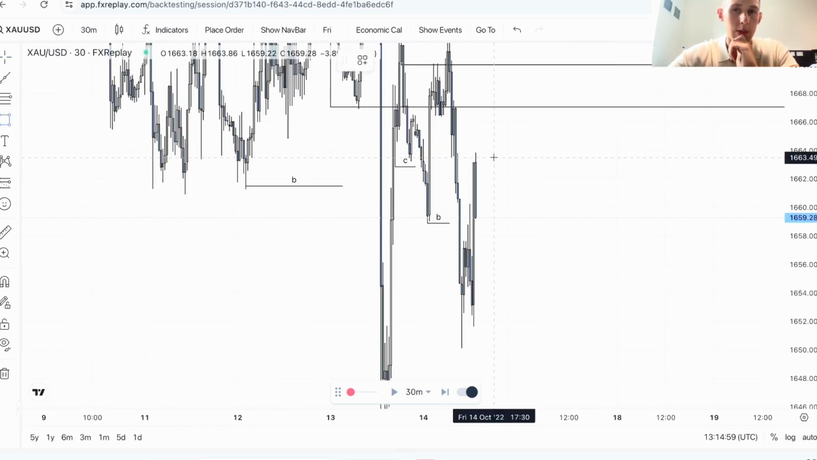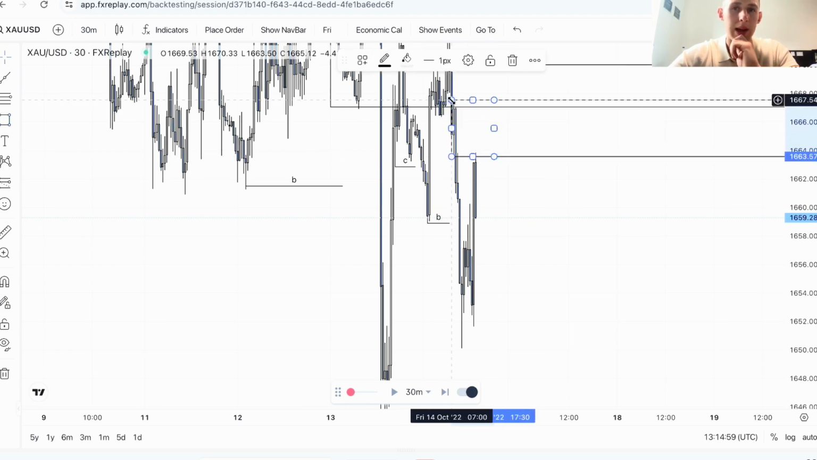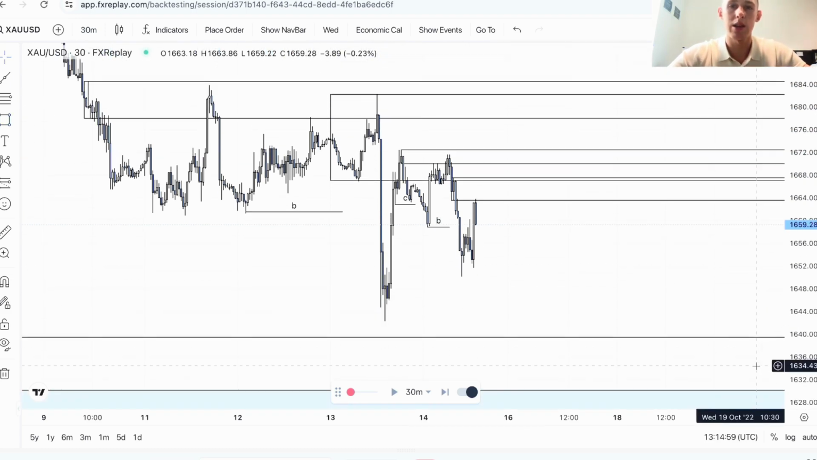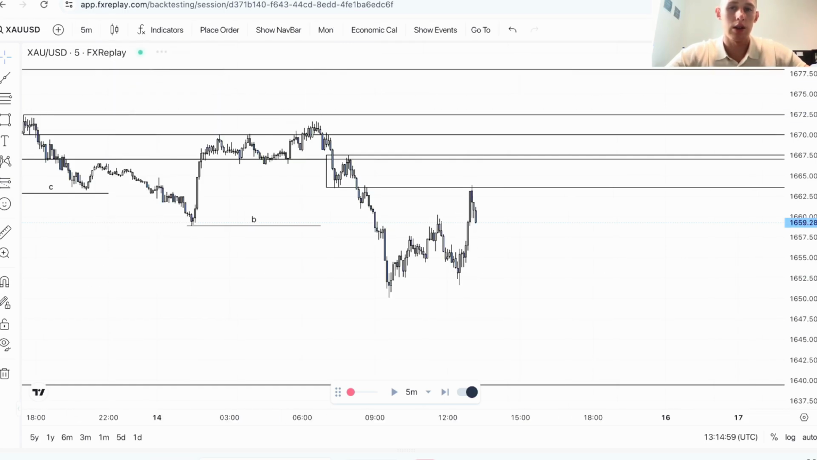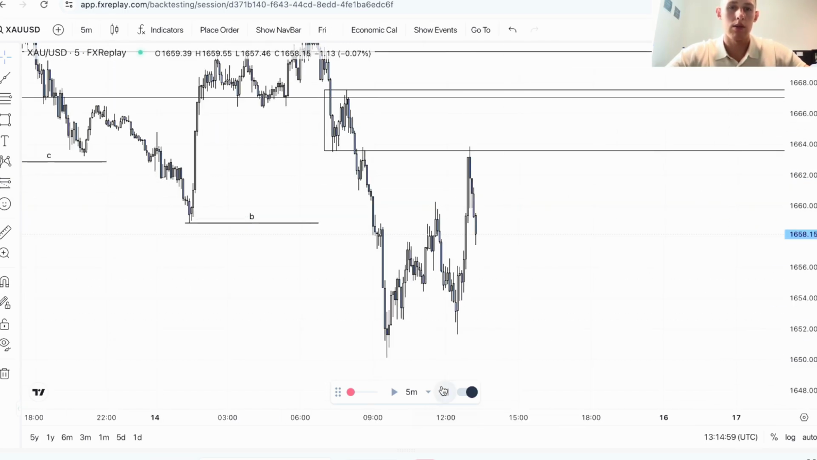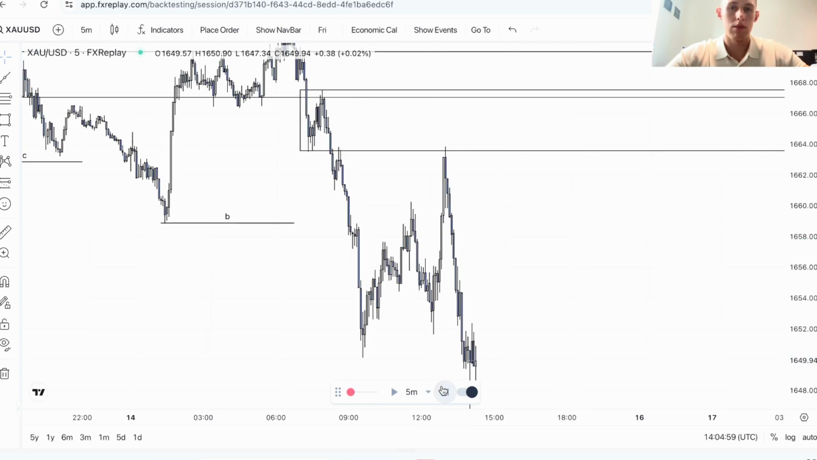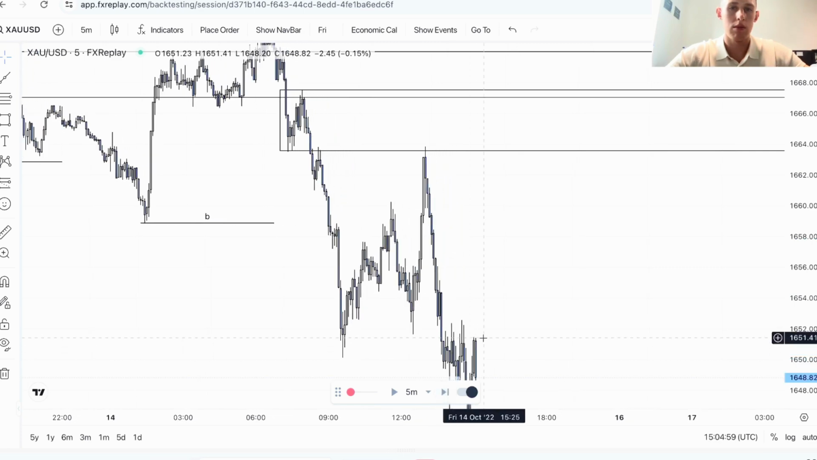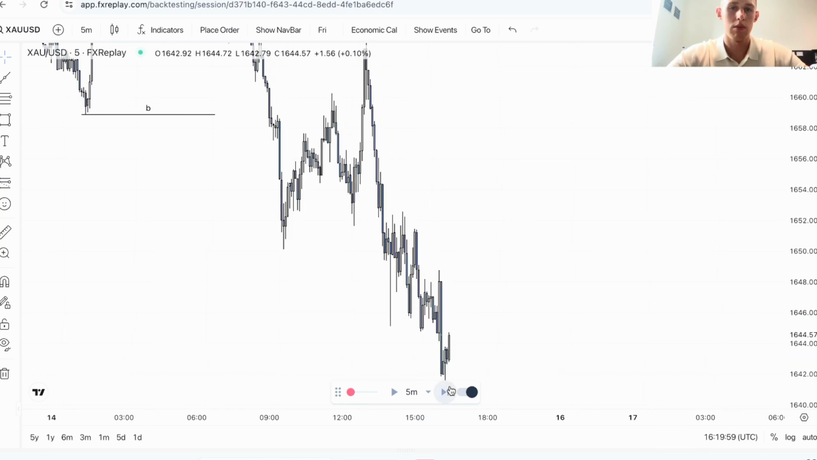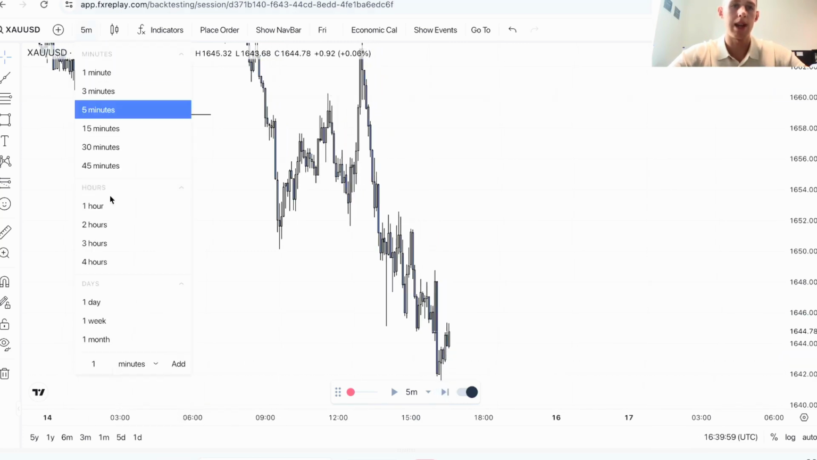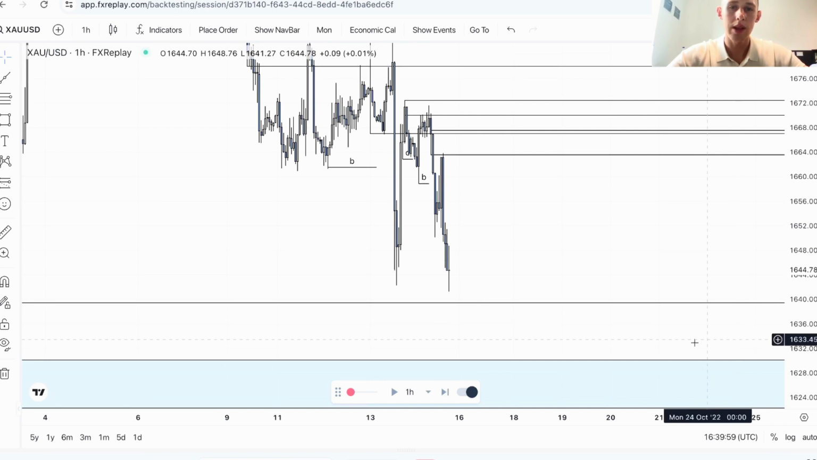Let's have a look. So also came into this supply. This would be my next area to look for the sells, potential re-entries. Yeah, so not really a valid entry there. That's fine.